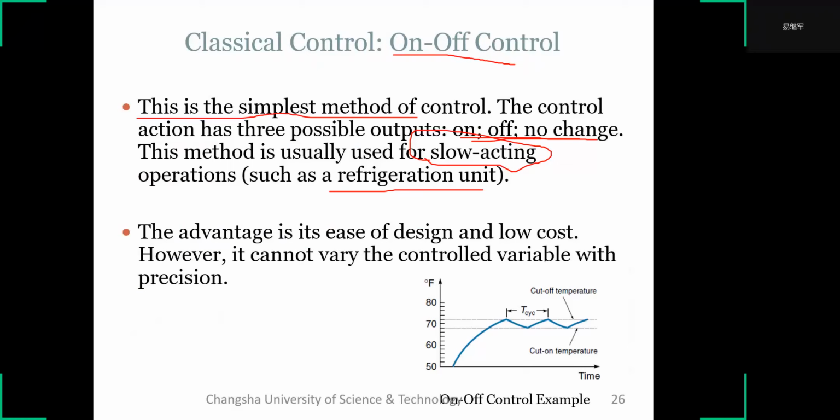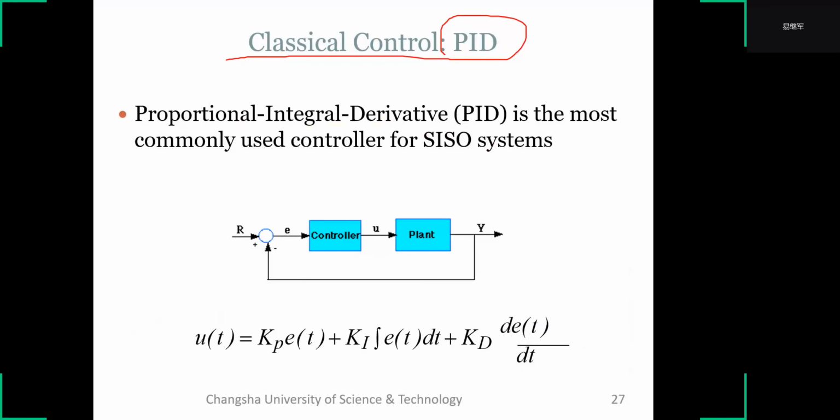In on-off control, the target may vibrate in some area. In classical control, PID control is important. PID control, which means proportional, integral, and derivative control, is the most commonly used controller for SISO systems.